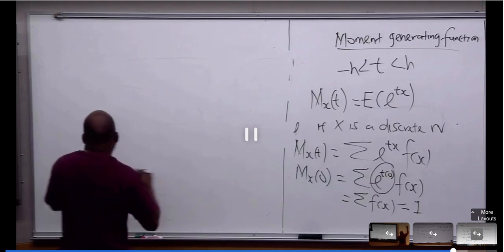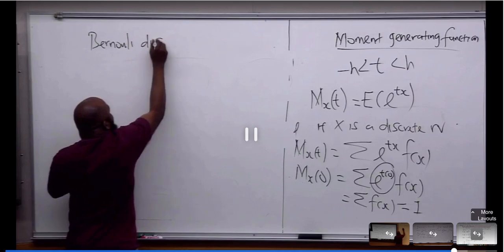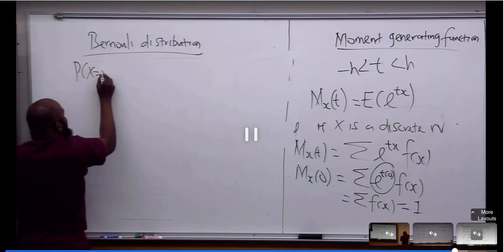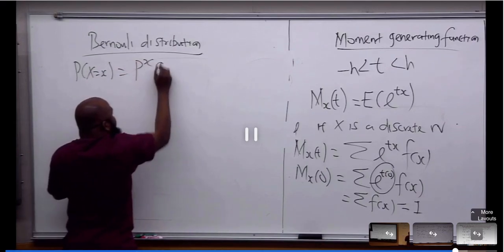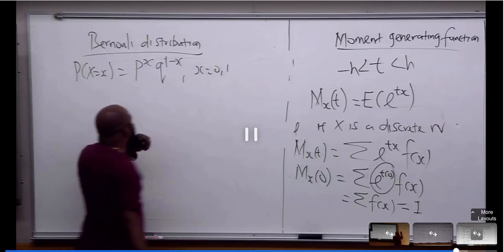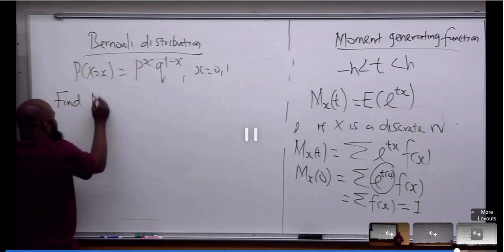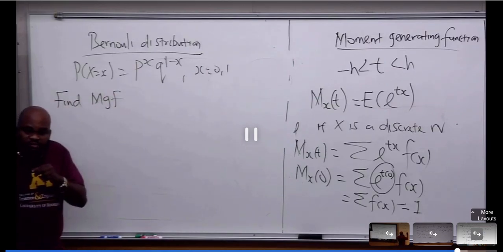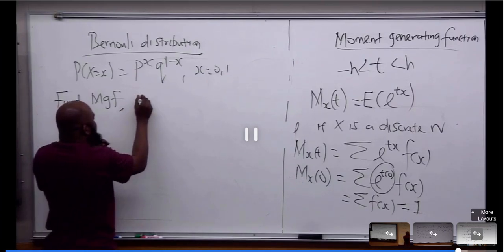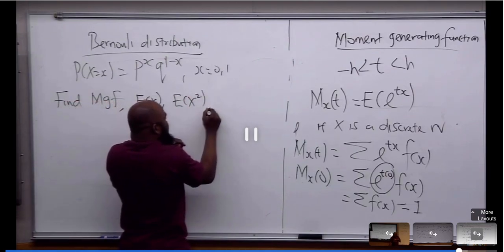Now, we have a Bernoulli distribution that we've done before. In the Bernoulli distribution, you have this guy, s starts from 0, 1. And somebody said find the MGF, that's the moment generating function. Then find the expected value of x, the expected value of x squared, and the variance of x. Please, I need you to be focused.